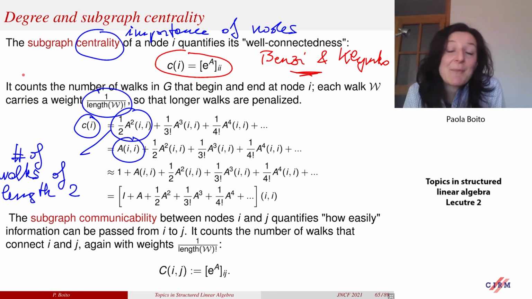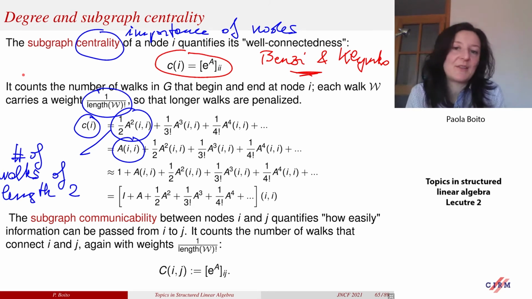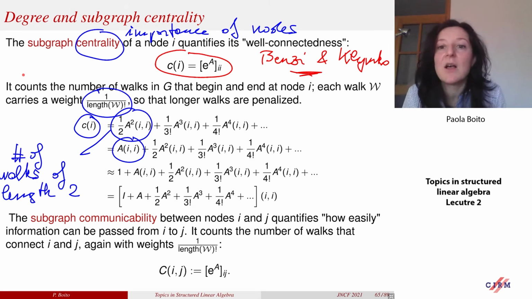Then again, there are many possible choices for centrality, and actually it's hard to say which is best. It really depends on what you want to compute, on the characteristics of your model, on what aspects you want to emphasize, and what aspects you don't want to emphasize, and so forth.